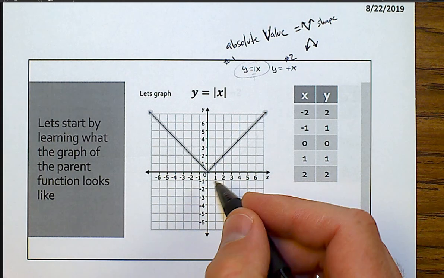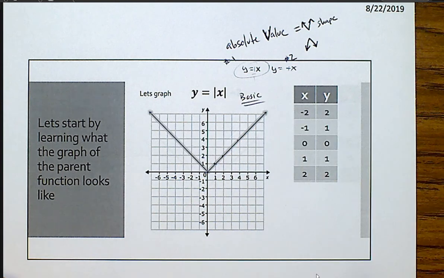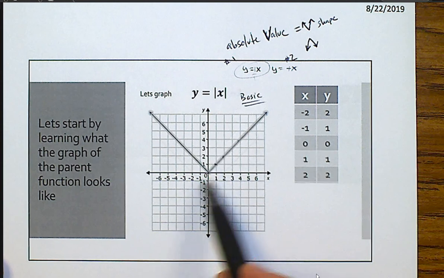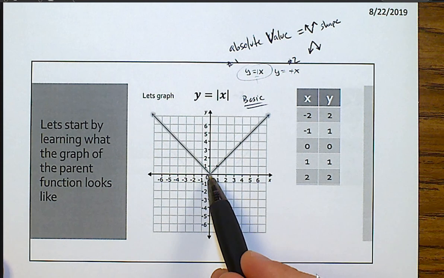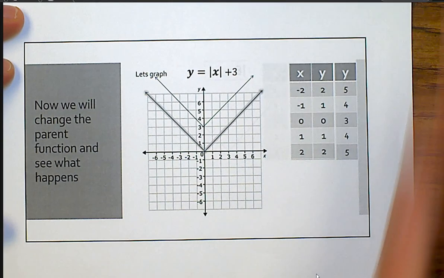It's the basic function, okay? There's no numbers added to it, no numbers subtracted, there's no multiplication. That is the parent function. And what we're going to do in this video is we're going to move or shift this V graph around the coordinate plane. So let's take a look at some examples, and I'll talk through them briefly, and you'll be able to kind of see what's happening.